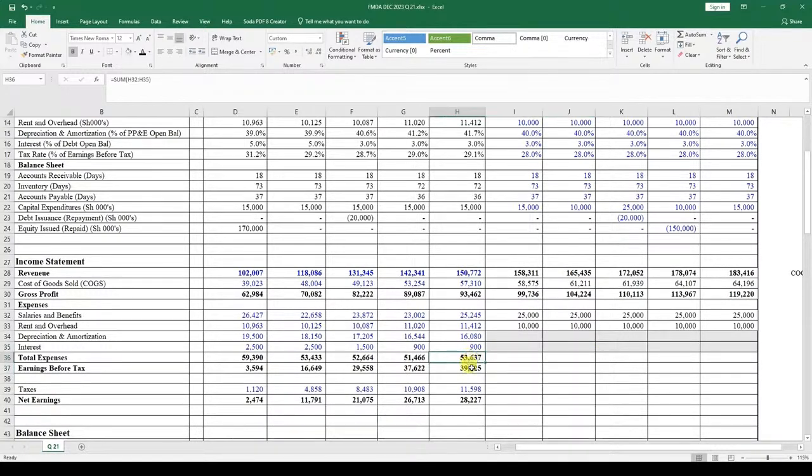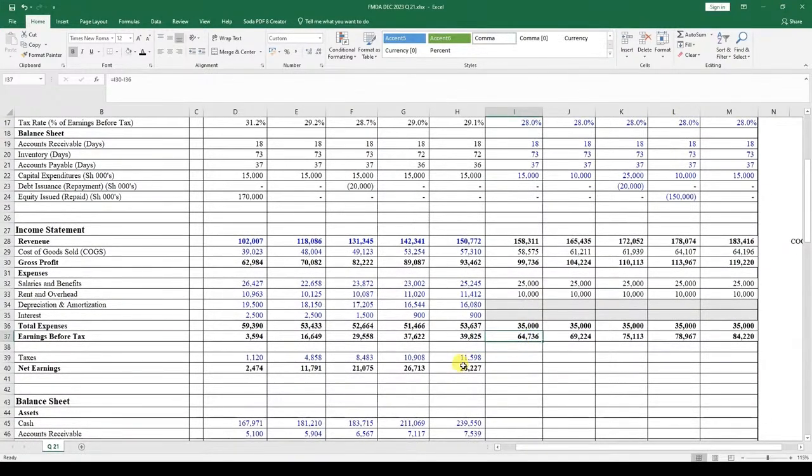Because these are totals, the ones in black are always totals, the ones in blue are hard coded values. We just drag them. Remember that this value here is bound to change, as well as this value, because we've not filled out the depreciation, neither have we filled out the interest.